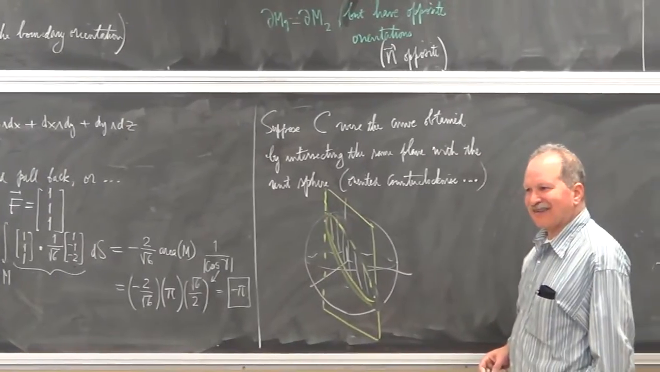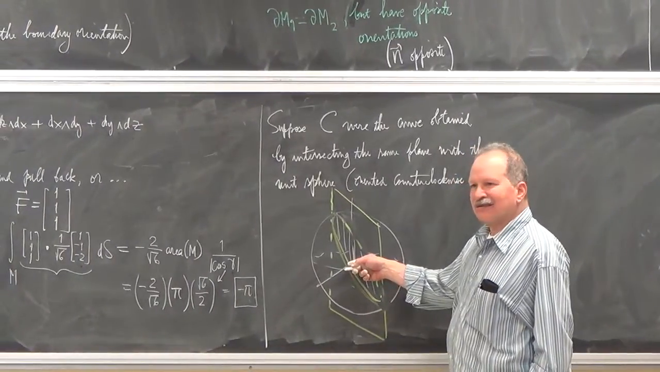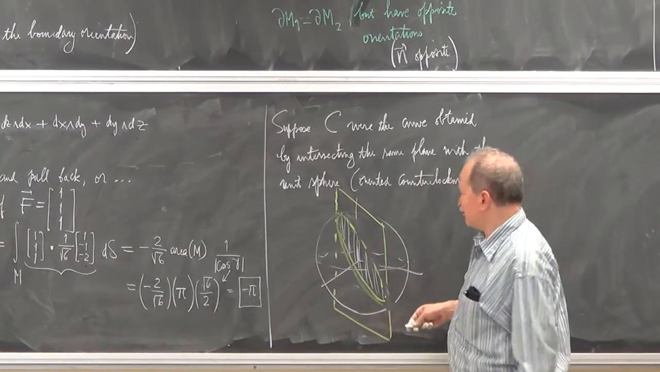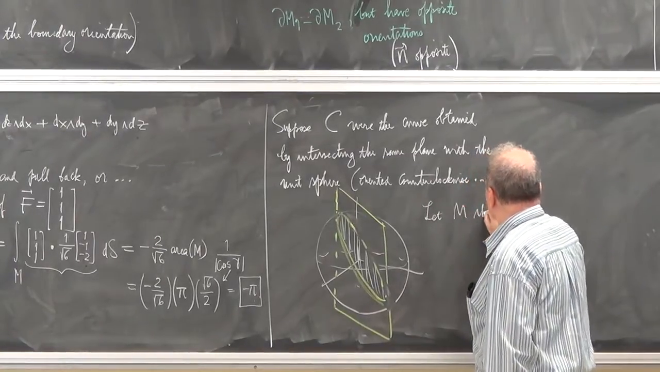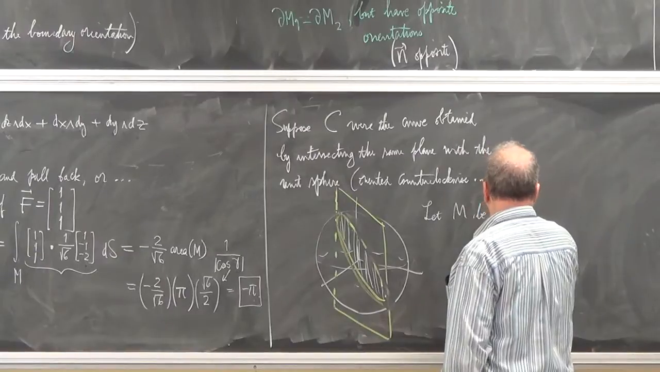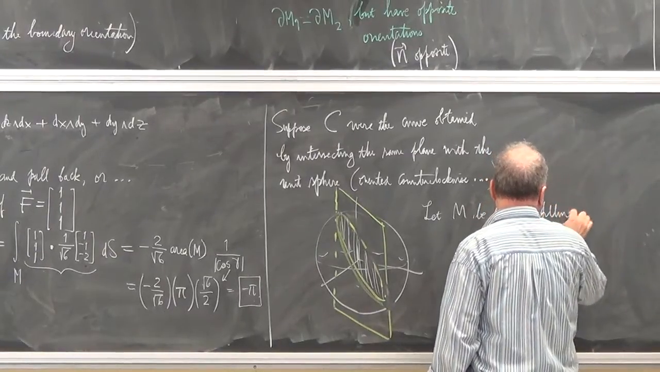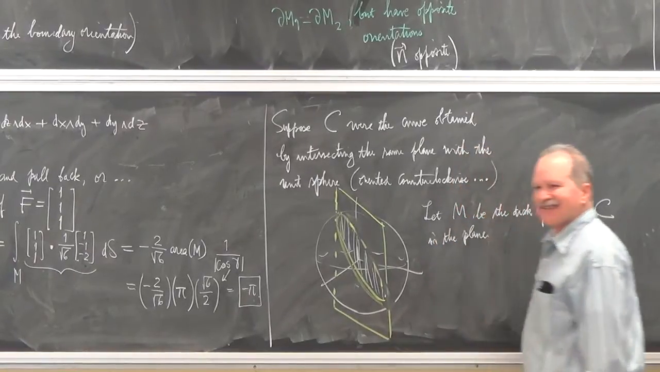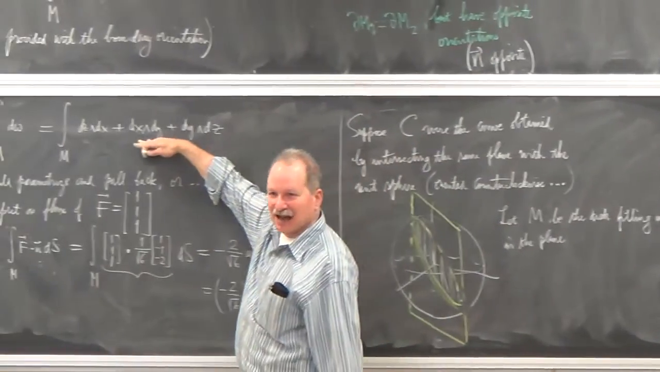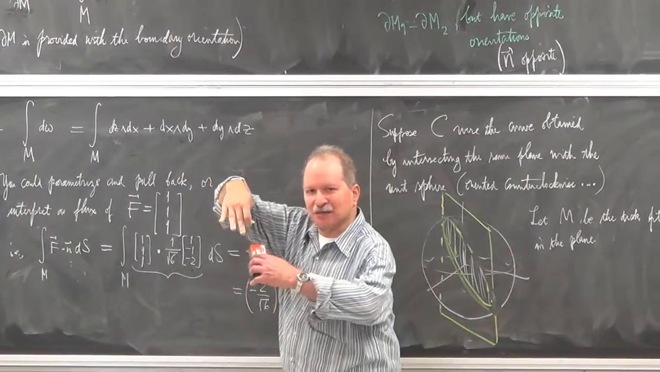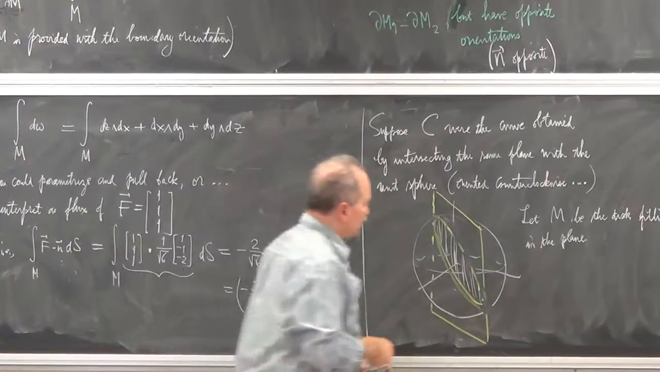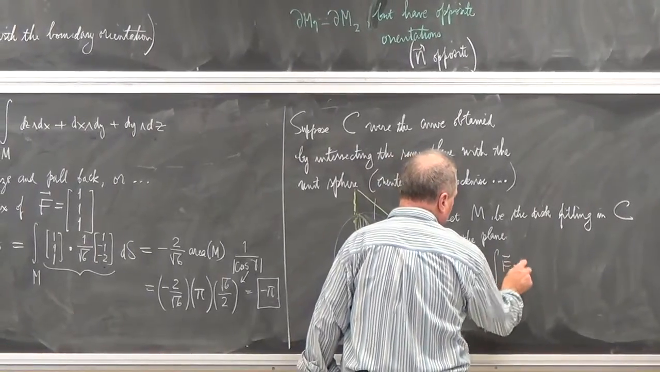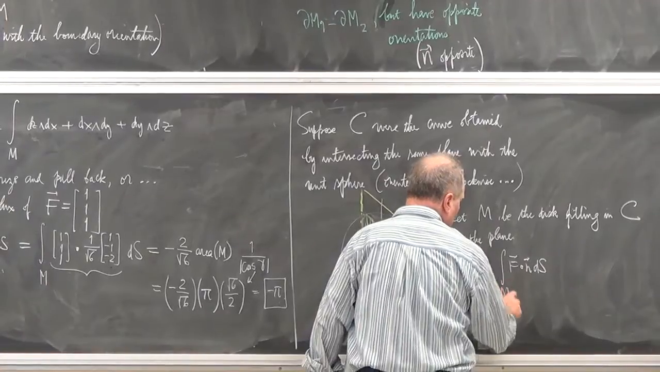Fill in the circle and do the flux across the filled in disk. So now let M be the disk, filling in C in the plane. And you see how much easier this is. I still have d omega. I have a different surface. Instead of an ellipse in the plane, I now have a circle filled in. So I'm still getting the flux of the same f, but now have a different normal, because I have a different surface.